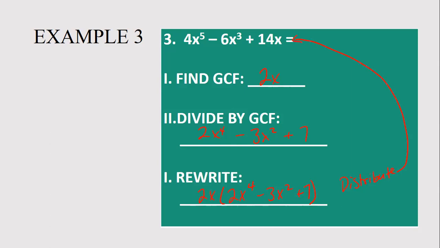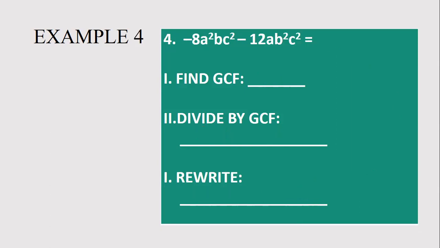How we feel? All right, let's take it up a notch. All right, on 4. This is an example when your leading term is negative. When your leading term is negative, your GCF is going to also be negative. Got it? My leading term is negative, so my GCF is also negative. Yes? All right, go.